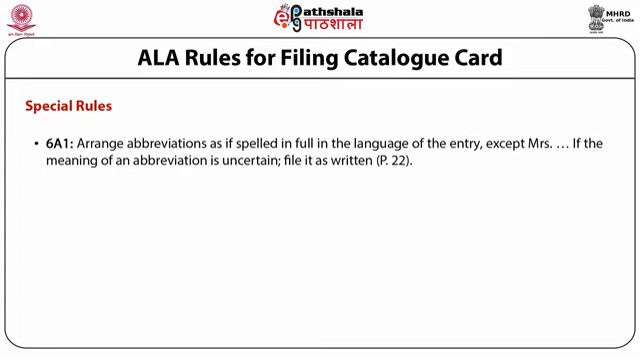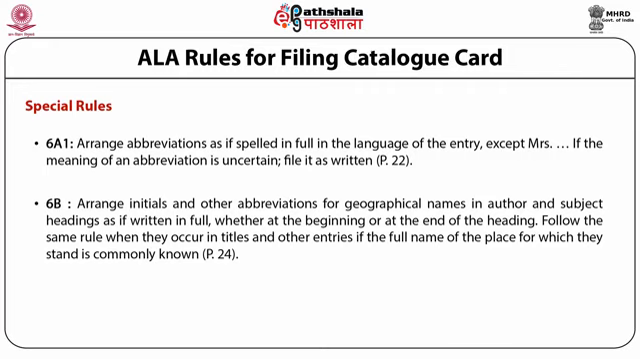Rule number 6A1. Arrange abbreviations as if spelled in full in the language of the entry, except Mrs. If the meaning of an abbreviation is uncertain, file it as written. Page 22. Rule number 6B. Arrange initials and other abbreviations for geographical names in author and subject headings as if written in full, whether at the beginning or at the end of the heading. Follow the same rule when they occur in titles and other entries if the full name of the place for which they stand is commonly known. This rule is given on page number 24.